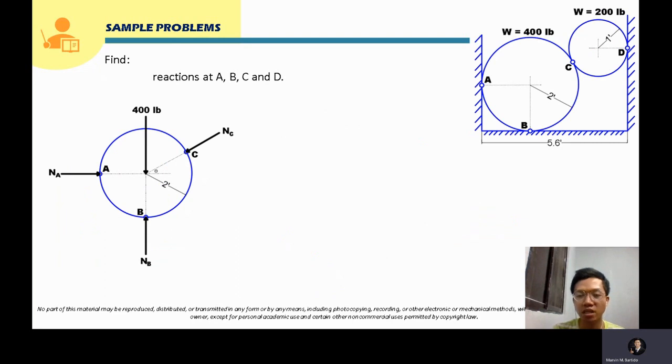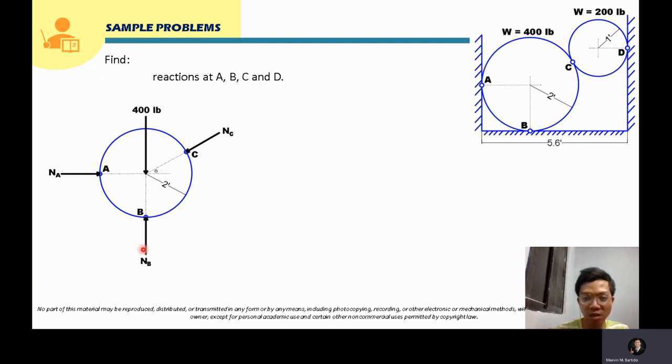Now, to solve for the remaining reactions, that is reaction at A and B. Okay, so we will use the FBD of the big cylinder. So we have already solved for the value of N sub C. Okay, so we can now start solving for N sub A and N sub B using solution 1.